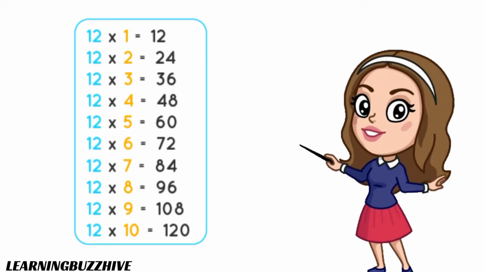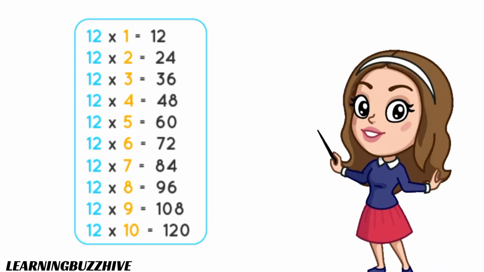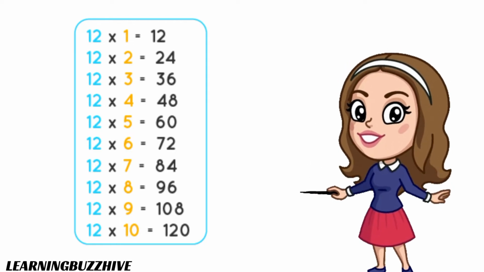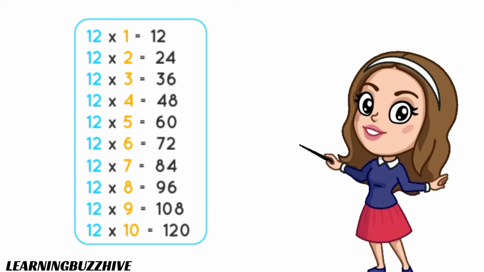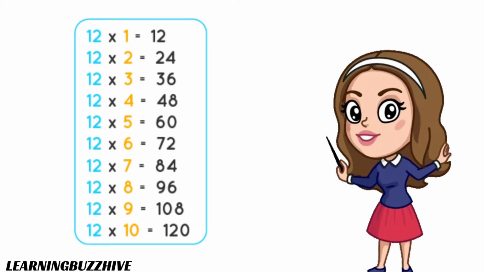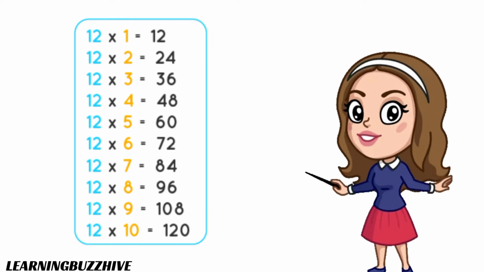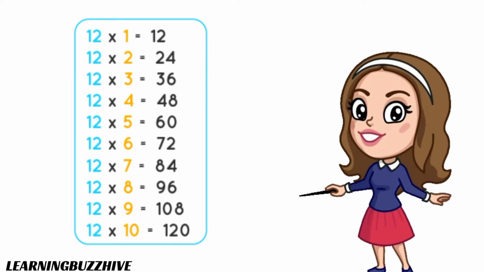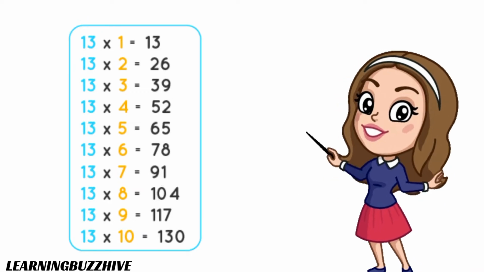Next is 12th table. 12 ones are 12, 12 twos are 24, 12 threes are 36, 12 fours are 48, 12 fives are 60, 12 sixes are 72, 12 sevens are 84, 12 eights are 96, 12 nines are 108, 12 tens are 120. Next table is 13th table.